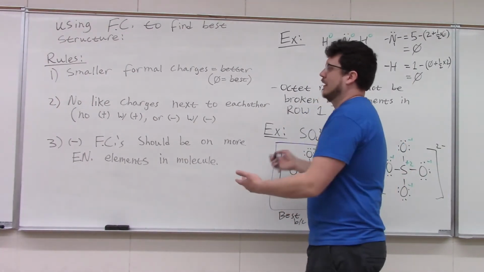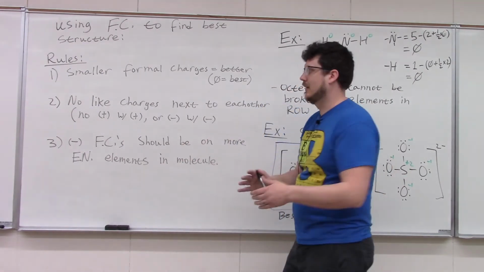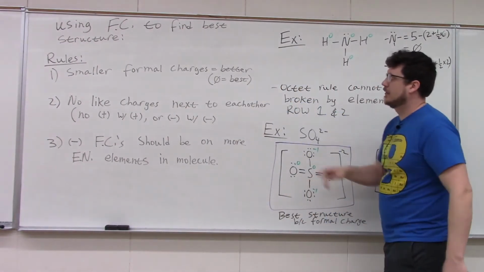You know, like, now you know why they don't just hit each other with the bats and then run around the bases as many times as they can. Like, there are rules to the game, right? So, smaller formal charges equal better. So that means 0 is the best.